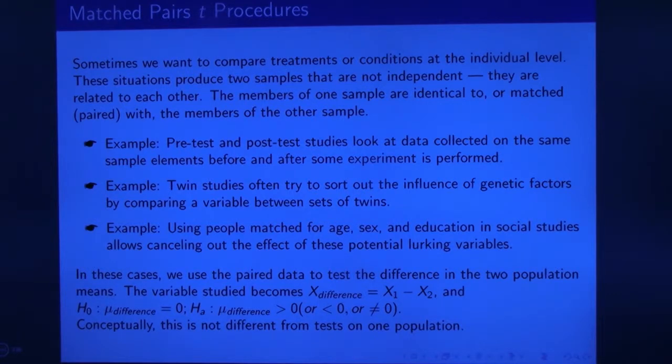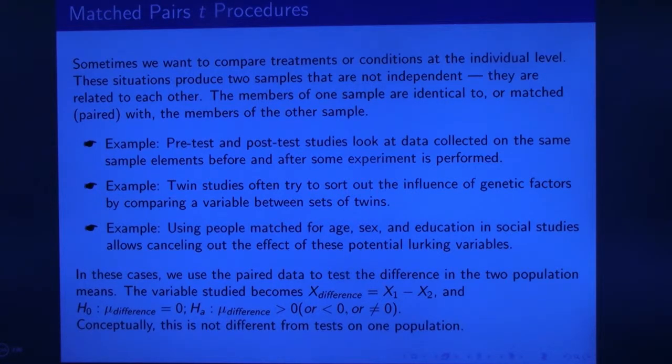The next example, twin studies, often try to sort out the influence of genetic factors by comparing a variable between a set of twins. For example, if we want to know if daily exercise can increase the height, then it's better we do a twin study. We have two sets of members. Here, the two sets of twin samples serve as identical, or in this example, paired or matched.